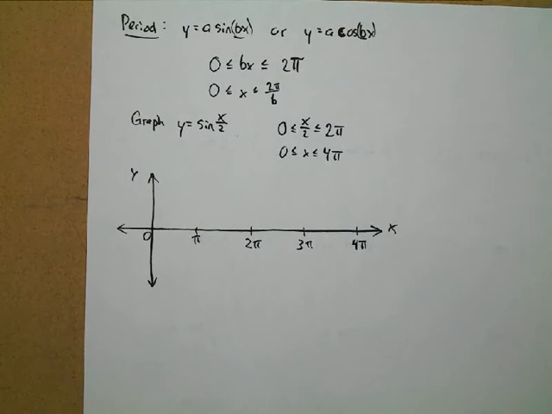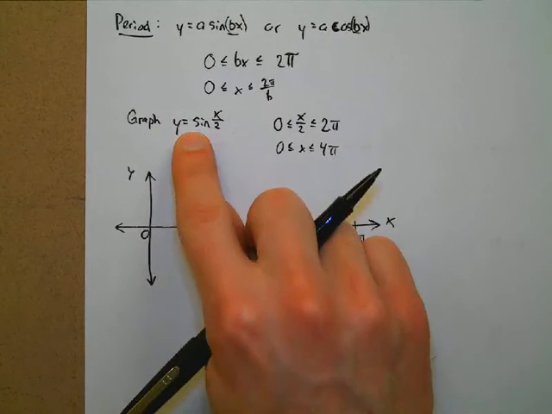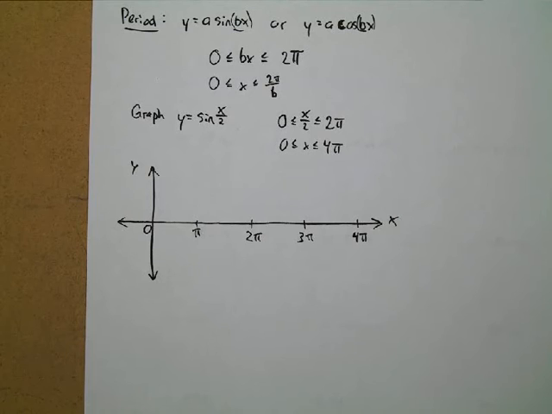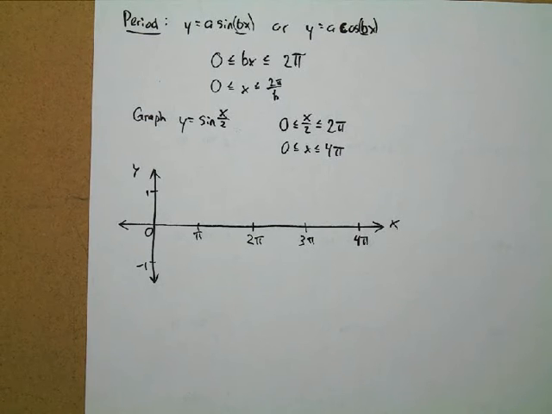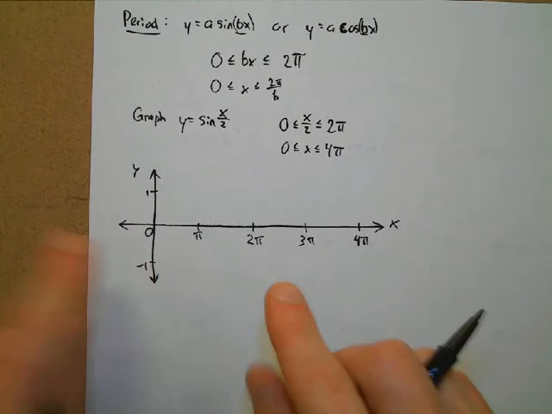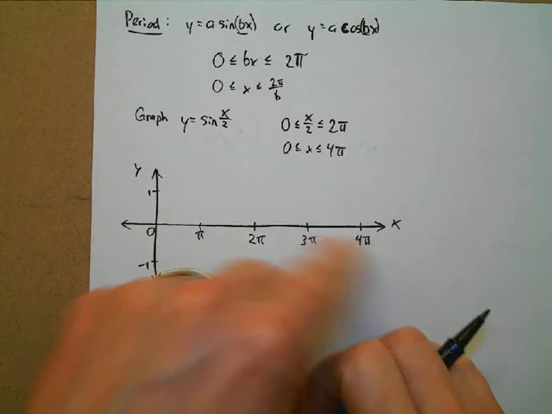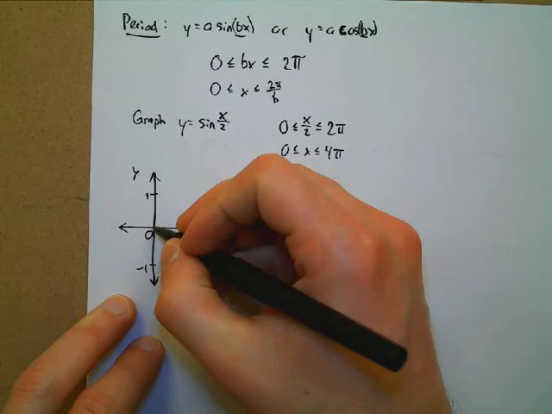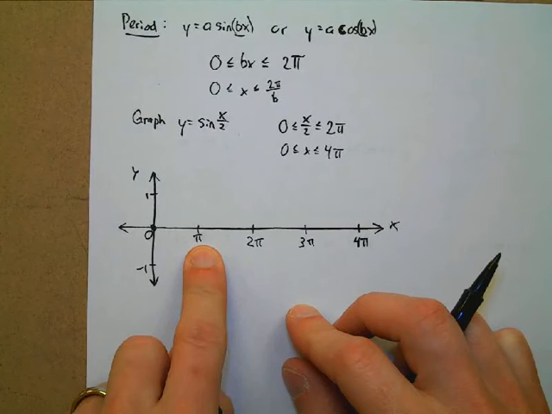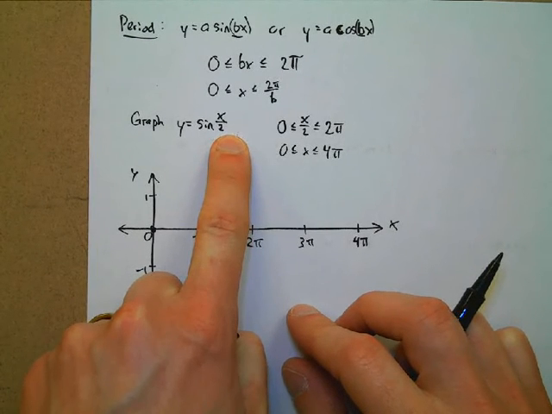All right, and we do the same thing we did in the past. You just take turns plugging in each one of these 5 points. So 0 in for x. 0 divided by 2, 0. Sine of 0 is 0. Pi. Plug in pi. Pi divided by 2, pi over 2. Sine of pi over 2, 1. 2 pi. 2 pi divided by 2, pi. Sine of pi is 0. 3 pi. 3 pi divided by 2, 3 pi over 2. Sine of 3 pi over 2 is -1. And then 4 pi divided by 2 is 2 pi. Sine of 2 pi is back to 0. Okay, and so there's the graph.